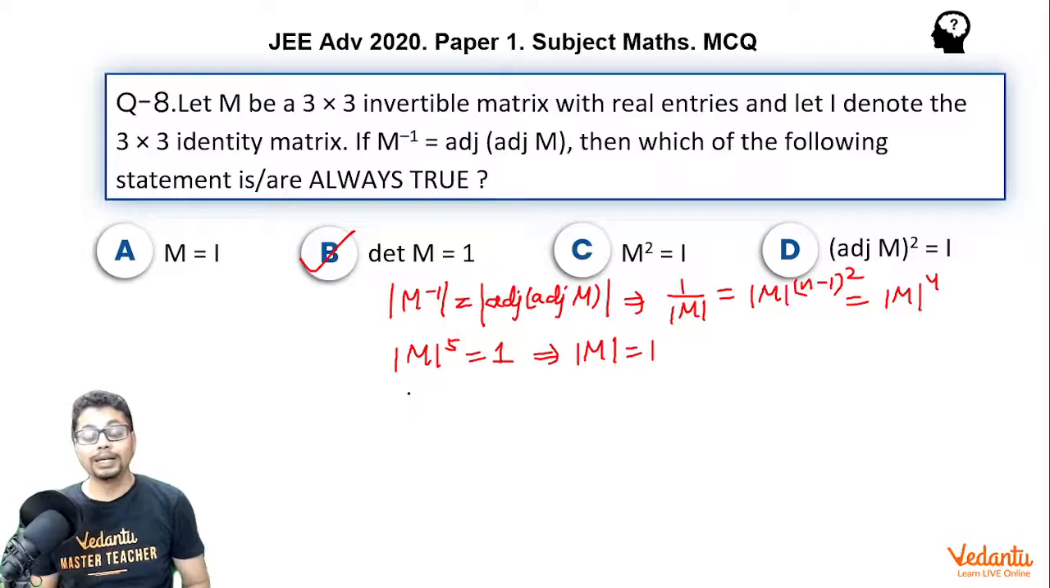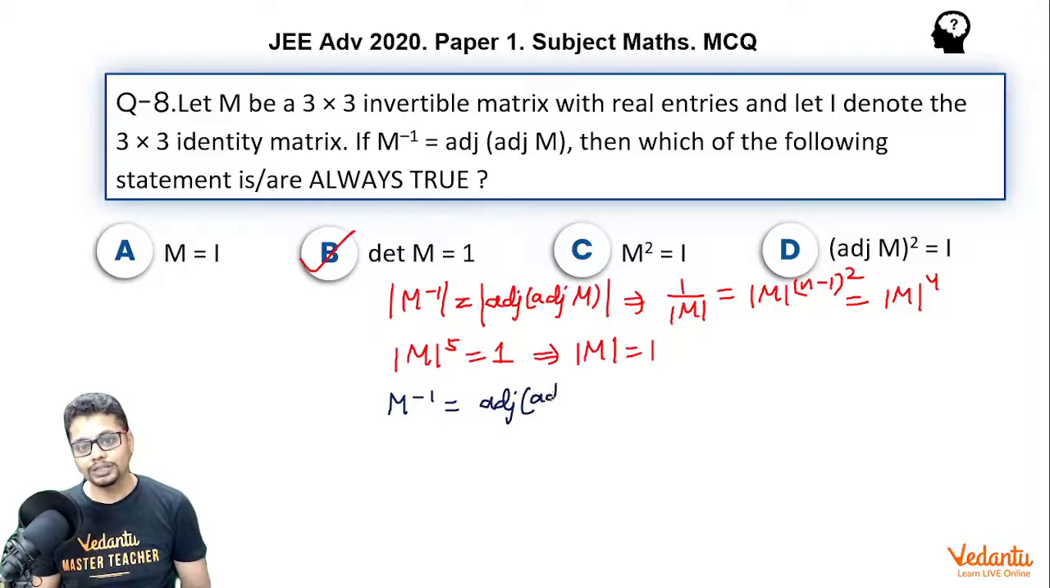Now let's explore the other options. Here we also need to comment whether M is I or M square is I, or maybe both are not true. So let's explore this. Again I will start with the same thing: M inverse is equal to adjoint of M. Now what is adjoint of M? It is determinant of M to the power order of matrix M, which we know is 3, minus 2. So 3 minus 2 becomes 1 only. So determinant of M to the power 1 times matrix M.